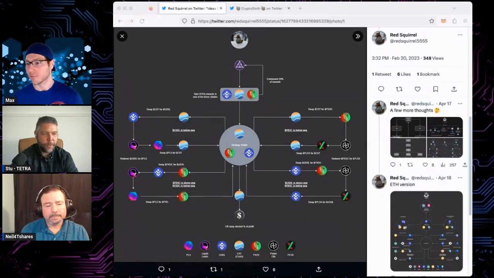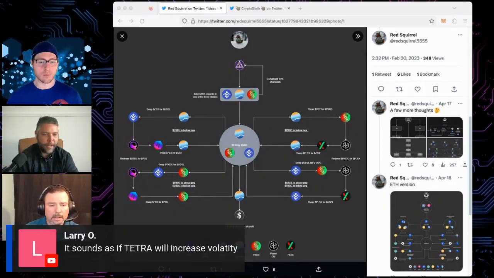I was just going to say quickly, there was a comment in there where Larry O had said it sounds as if Tetra will increase volatility. It's actually, in terms of arbitrage, the opposite. It helps to bring health to the system because if Tetra is widely used as an automation tool for people to arb between the stable coins, it helps to keep those better pegged, which is a good thing for the protocols.